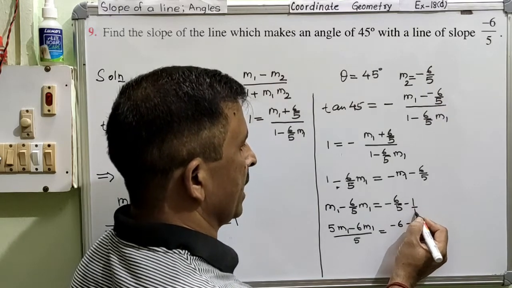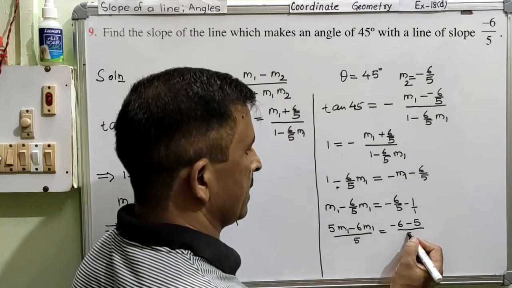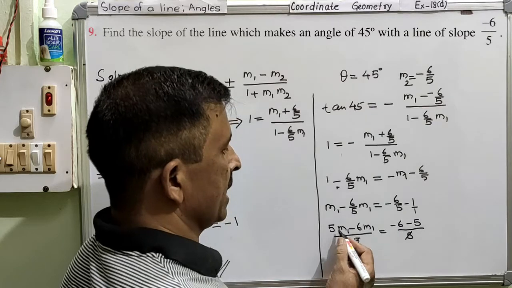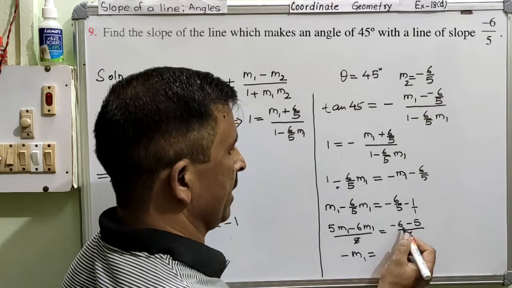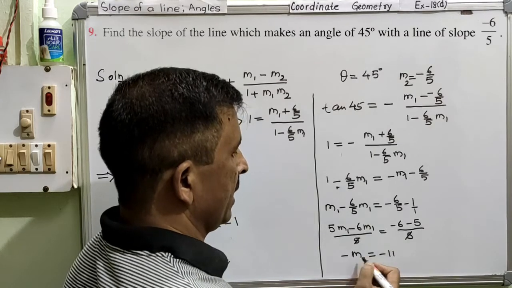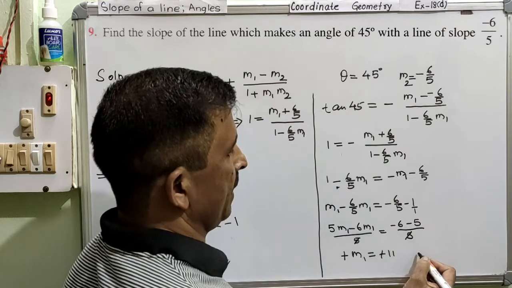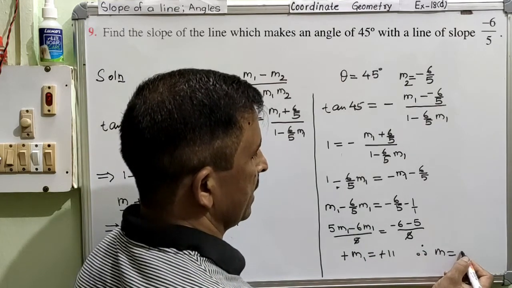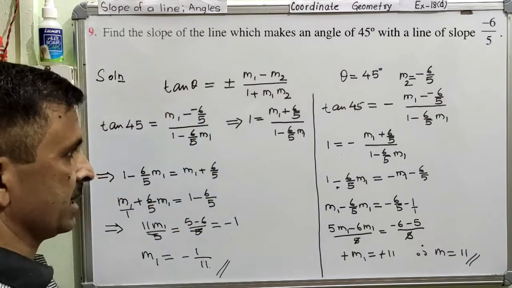This is a whole number. We can consider this to be fraction number. Calculation will be easy, and denominator is 5. So this 5 and this 5 is again cancelled. Clear? This will become minus m1 and this side will become minus 11. Now both are negative, so they will simplify, and therefore your another slope of this line, m1, is equal to 11. So this is one slope and this is the other slope.